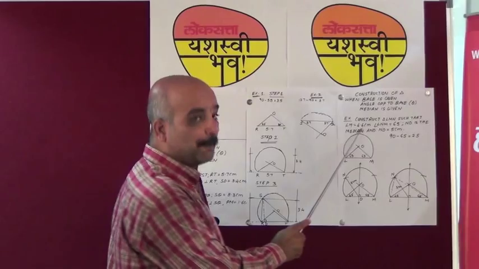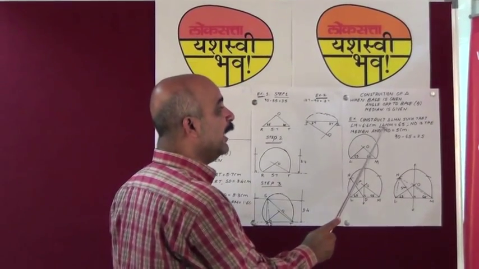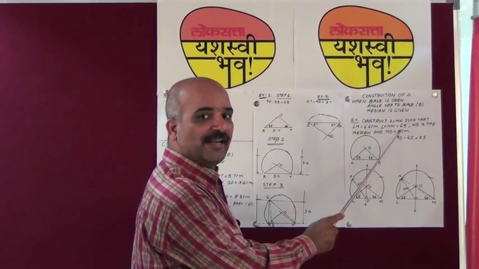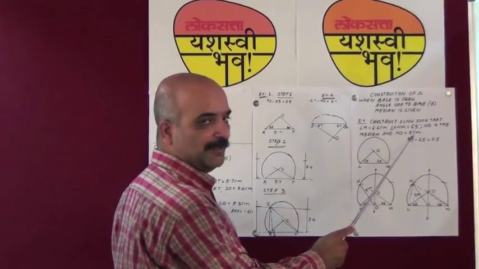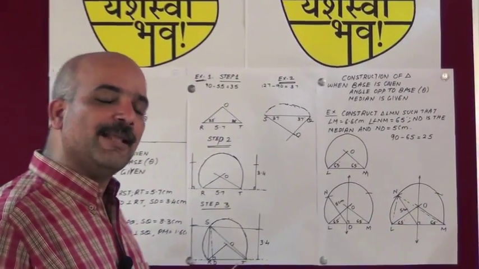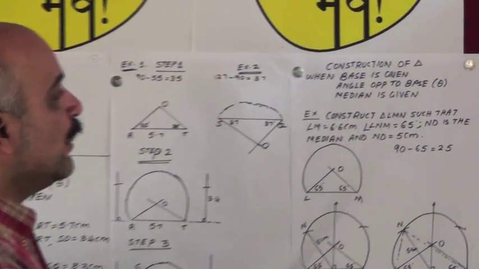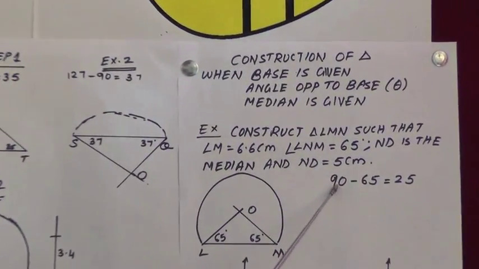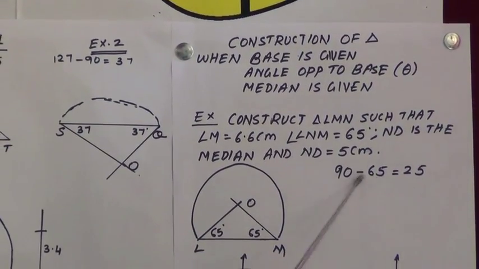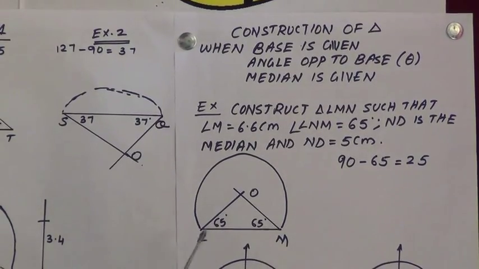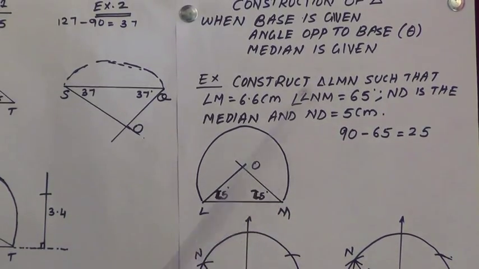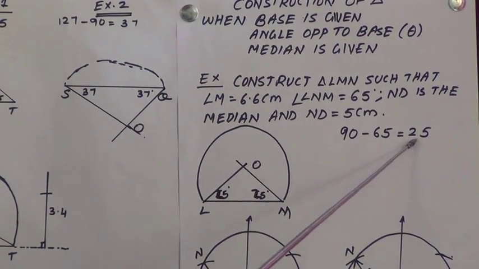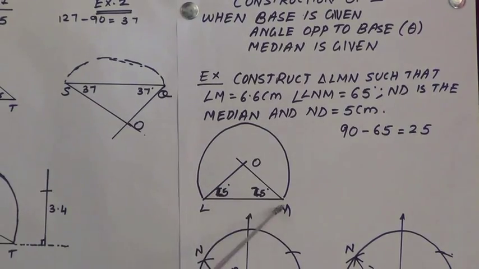Construct triangle LMN such that LM is equal to 6.6, that is the base. Base is given to us. Angle opposite to the base is given to be 65 degree. And the length of the median is 5 centimeter. The basic rule remains the same as the previous one. First, whatever the given angle, we subtract it. 90 minus 65. That is 25 degree. Now, we draw the base LM. How much is it? 6.6 centimeter. As I told you, 90 minus 65 is equal to 25. We take 25 on both sides of the base.